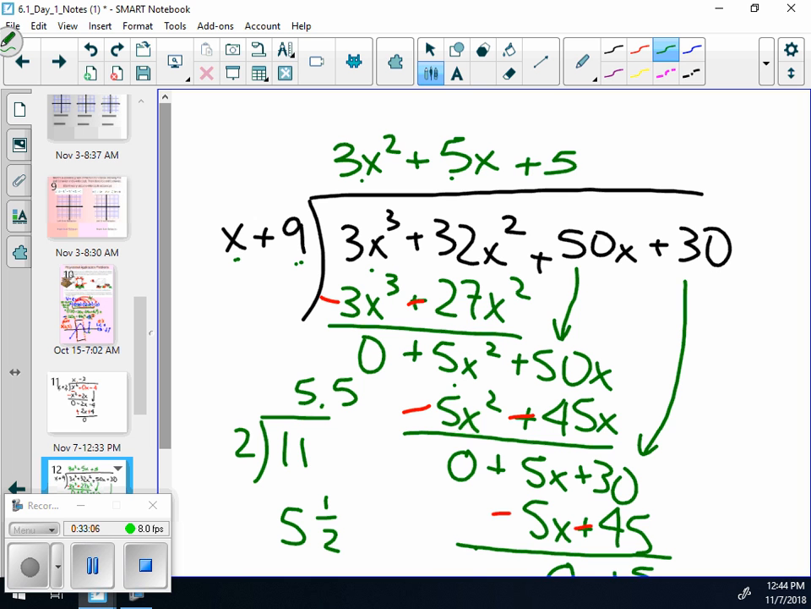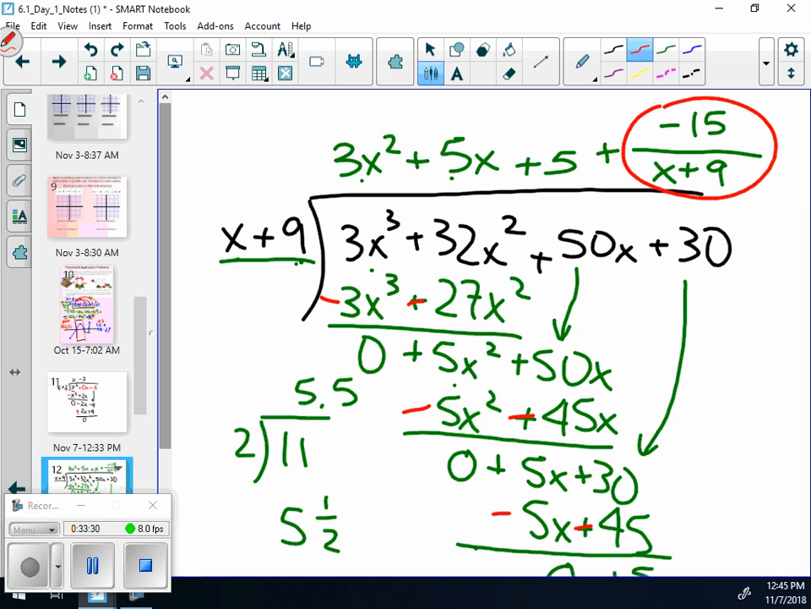So that's what we're going to use here. So here we have this information, which was the factor, and then we're going to say we're left with a negative 15 over, or divided by, what we were dividing by, or over x plus 9. This last part here is called the remainder term, because it is the term that is our remainder.